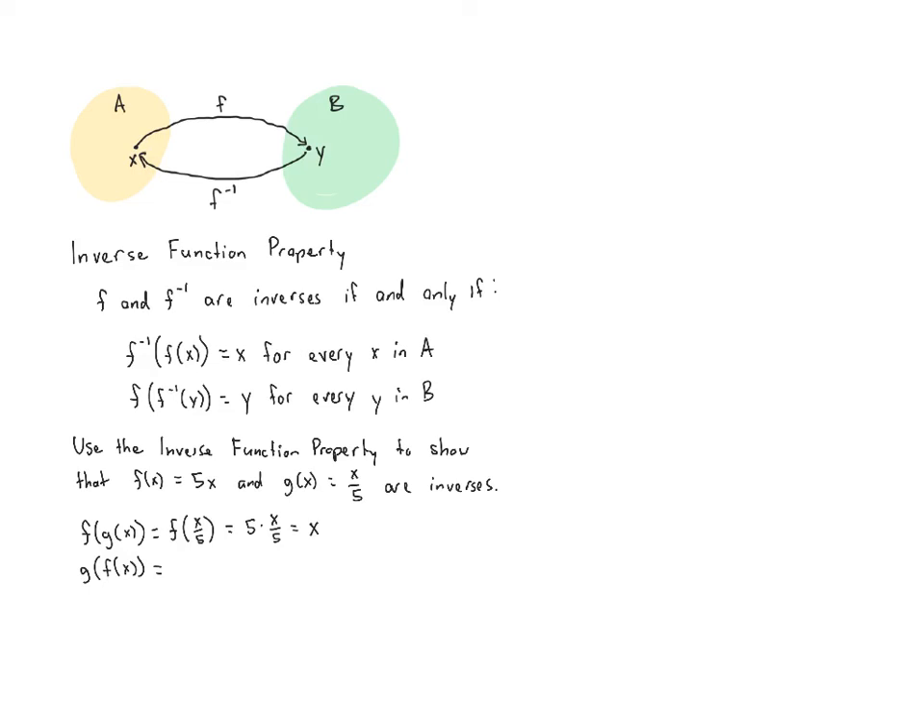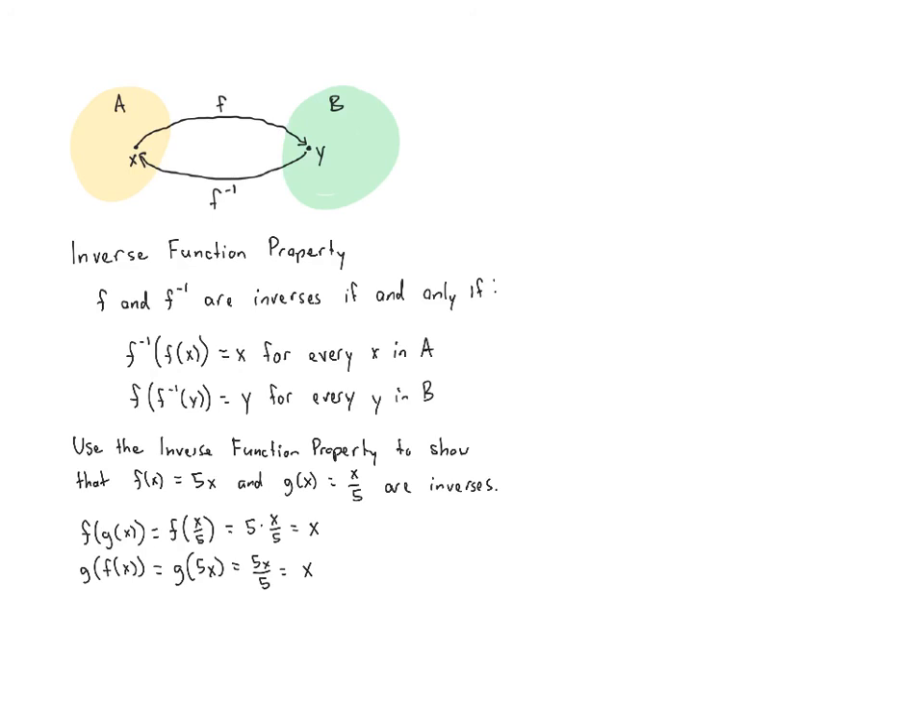Then we look at g of f of x. This is going to be g of, well, f of x is 5x. So we input 5x to g. And g is the function that takes the input and divides it by 5. So g of 5x is going to be 5x divided by 5, which also gives us x. So because both of these compositions of functions return x when x is the input, we know that these are inverse functions of each other.